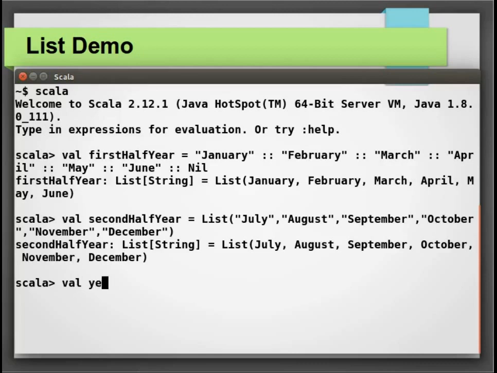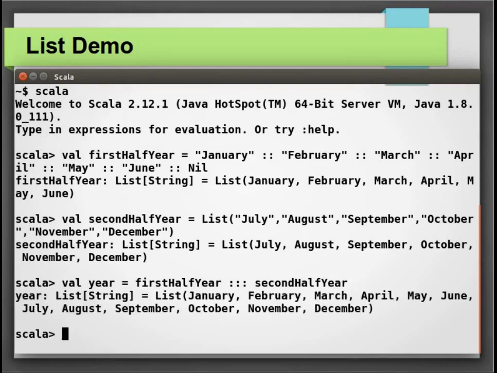Now let us try to combine the above two lists to get the months all across the year. There are two ways of merging these two lists. The first way is using the triple colon operator. The triple colon operator is list specific and is right associative, as we have seen earlier with the cons operator. And the second operator is the double plus operator.